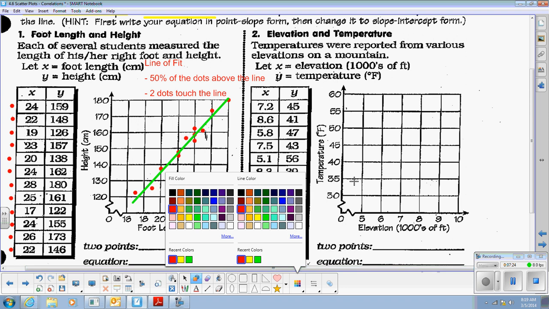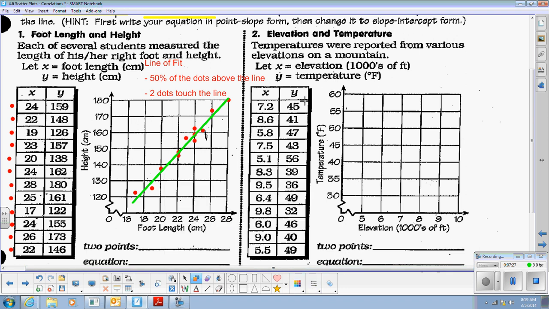Red. Okay, here we go. The red just shows up easier. So 7.2, 45. 7.2 is a little bit beyond 7 and on the 45 line. 8.6 and 41. 8.6 is going to be a little past halfway, and 41 just a little above the line.